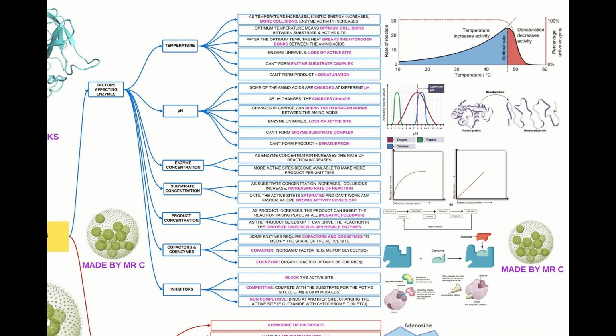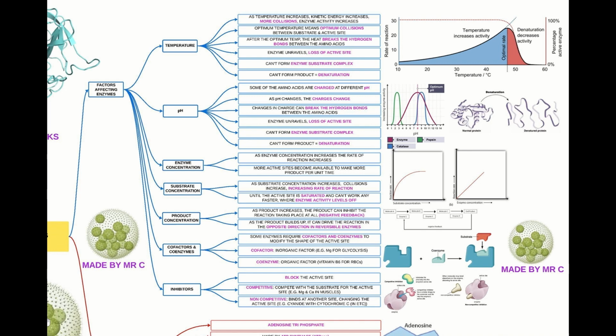Inhibitors block the active site. In fact, we should say that inhibitors change the active site. Competitive inhibition is where a molecule or a substance competes with the substrate for the same active site. And an example of this is magnesium and calcium during muscle contraction. This is why magnesium works as a muscle relaxant, because it competes with calcium to stop the muscles contracting.